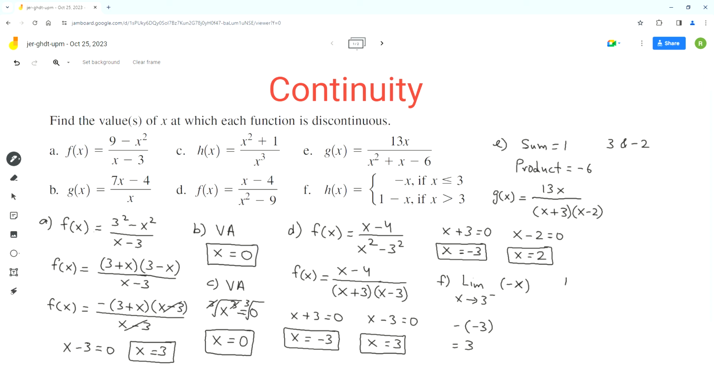So now we'll analyze the right hand limit. So x approaches 3 from the positive side, and for that we'll use 1 minus x. So we'll evaluate this limit by subbing in x as 3. So we get 1 minus 3, which is equal to negative 2. Now in this case, the left hand limit is not equal to the right hand limit. So that means this function is discontinuous at x equals 3. So in this case, there is one x value at which the function is discontinuous.